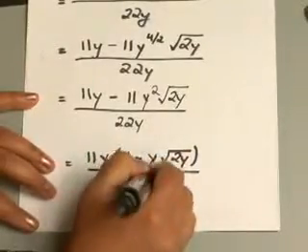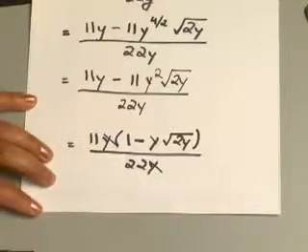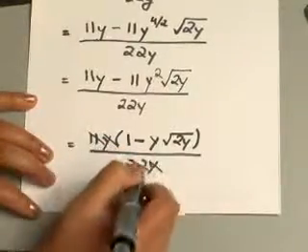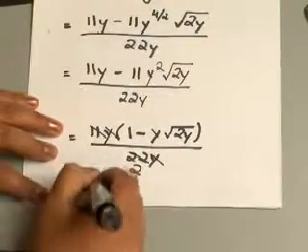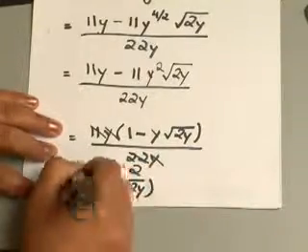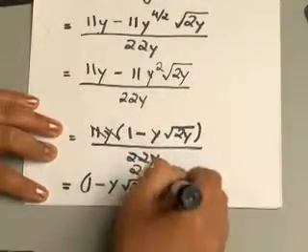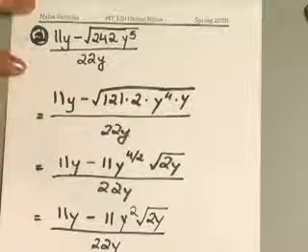and this whole thing over 22y. So now we can cancel the y's. 11 will go into 22 twice, and your final answer will be 1 minus y square root of 2y, and this whole thing divided by 2. Okay, and that will be your expression in the lowest terms.